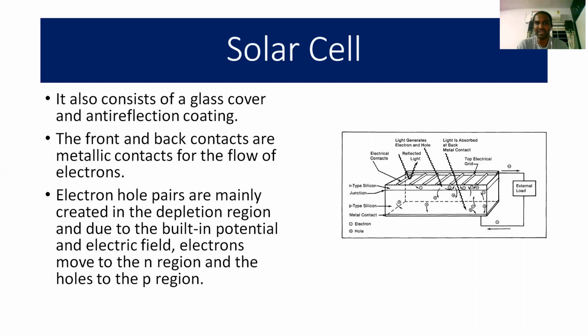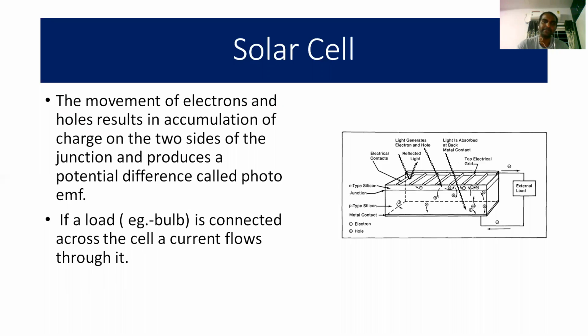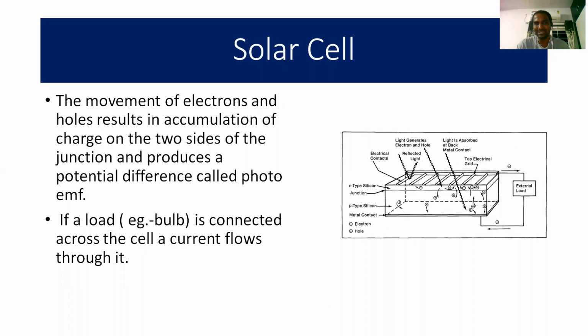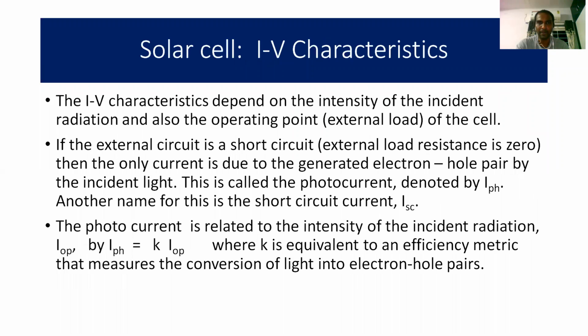Electron-hole pairs are mainly created in the depletion region. Already I mentioned it is towards the P-type material, and due to the built-in potential and electric field, electrons move to the N region and holes to the P region. The movement of electrons and holes results in the accumulation of charge on the two sides of the junction and produces a potential difference called photo EMF. If a load, for example a bulb, is connected across the cell, current flows through it. As a result, the bulb will glow.